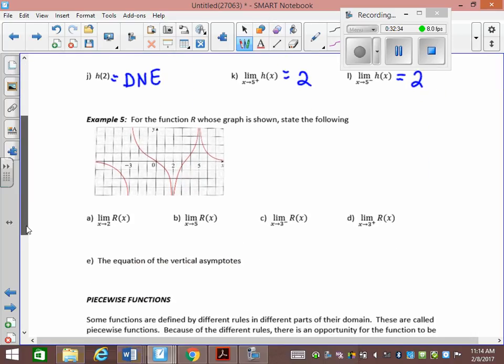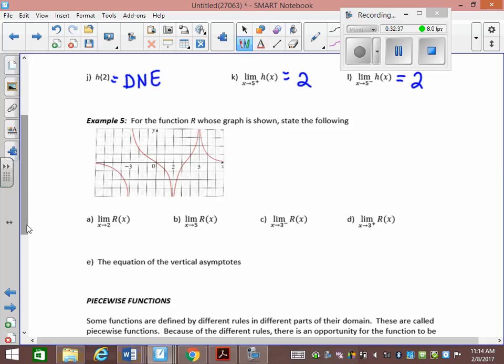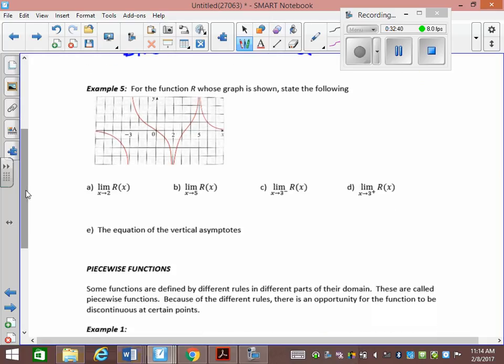Okay? Now this is where these asymptotes come in, like you were asking earlier. So the limit as x approaches 2 of r of x, this is the function r. As I'm approaching 2 from the left, what's it approaching? Negative infinity. As I'm approaching 2 from the right, what's it approaching? Negative infinity. So what can I say it's approaching? Does it exist at 2? Is there an f of 2? No, because there's an asymptote.